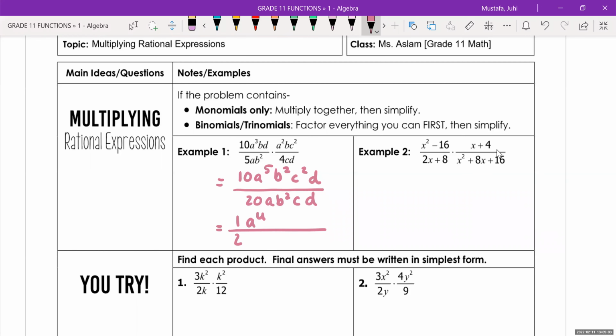How about b squared and b squared? It'll just cancel out. How about c squared and c? C at the top. And how about d and d? It's just going to cancel out. Question? Can we reduce in the beginning? You could have done that as well, like cancel out the 10 and the 5 and then the 2 and the 4. Yeah. So overall, this is going to be a to the power of 4 times c divided by 2.